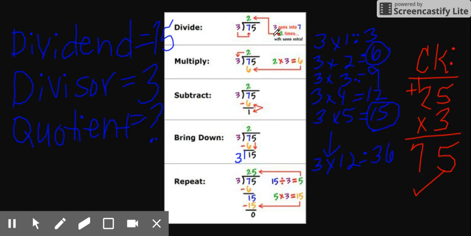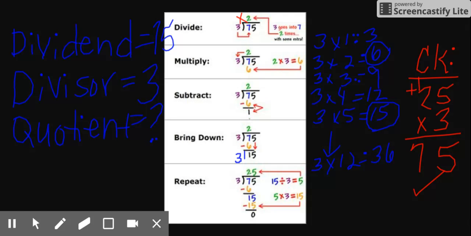That's when I multiplied. Sometimes my students put a multiplication sign right here to remember that as soon as they find an answer to go in the quotient area, they multiply that by the divisor to get the answer for the multiplying step. So 3 times 2 is 6. After I multiply, I subtract the numbers that I just put that answer under. So 7 minus 6 is 1.